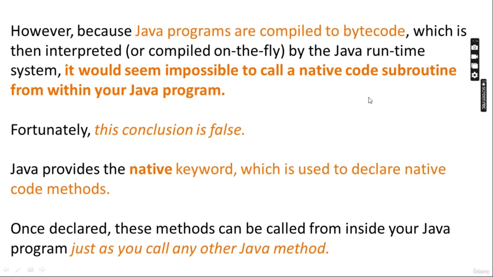Java provides a native keyword which is used to declare native code methods. That native keyword will be used to tell the Java compiler that this method is written in another language and you are merging it into your language. Once declared, these methods can be called from inside your Java program, just as you call any other Java method. So no need to write that method again in your Java programming language.